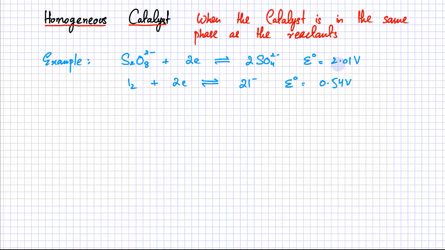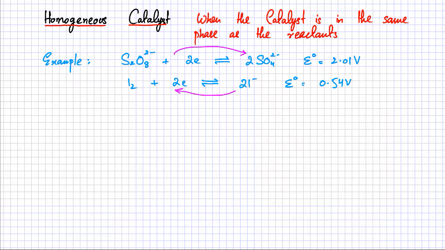Now, since 2.01 volts is the higher E0 value, that means it's going to get reduced, it's going to gain electrons. Whereas I minus 1 has the lower E0 value, so it ends up losing electrons. So S2O8 ends up gaining 2 electrons, whereas I minus 1 ends up losing electrons.